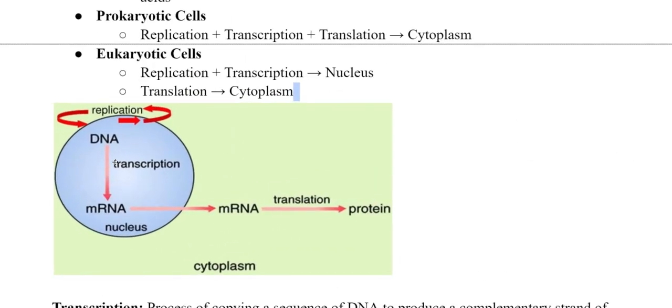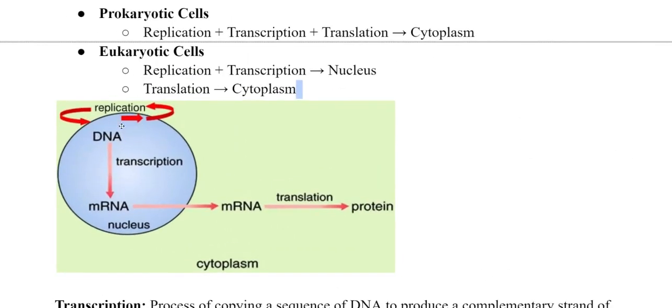So if you see this picture here, replication, the making of DNA, and transcription, the making of RNA, all happen inside this blue thing, which is the nucleus. And then later it goes out in order to do translation, in order to make protein. And this green space outside of the nucleus is called the cytoplasm.